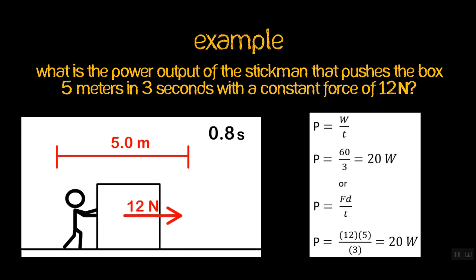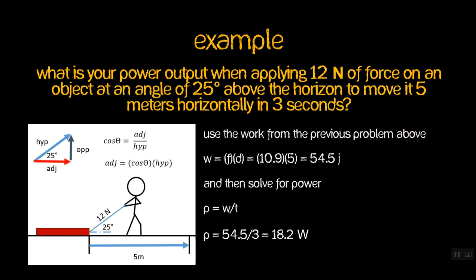Okay, so we say force times distance over time, or we calculated in the previous example that the work done is 60. Now, in another case, what is the power output when applying a 12 Newton force on an object at an angle of 25 degrees above the horizontal to move it 5 meters in 3 seconds? First, we use the work from the previous problem above, and we calculated that the horizontal component did 54.5 joules. And then we divide that by the time, so we say 54.5 divided by 3 gives us 18.2 watts.